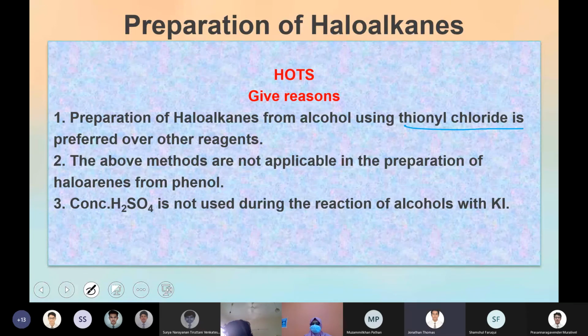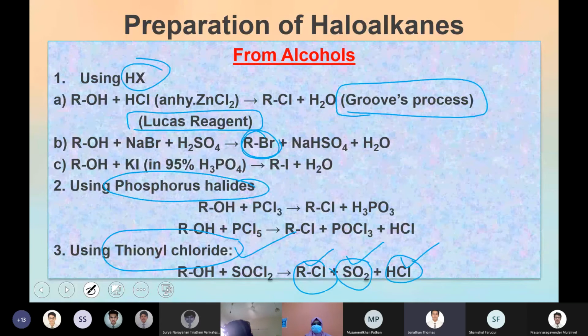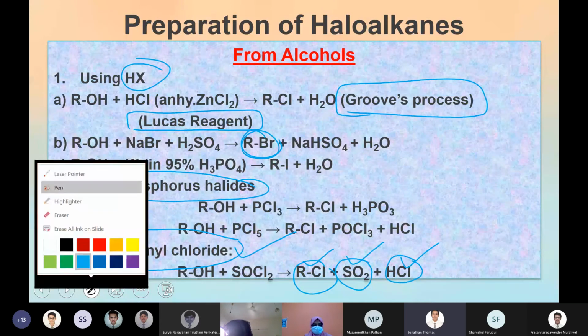Ma'am, for the HX one, the hydrogen halide, for the third one, is it H3PO4? Yeah. Okay, ma'am.